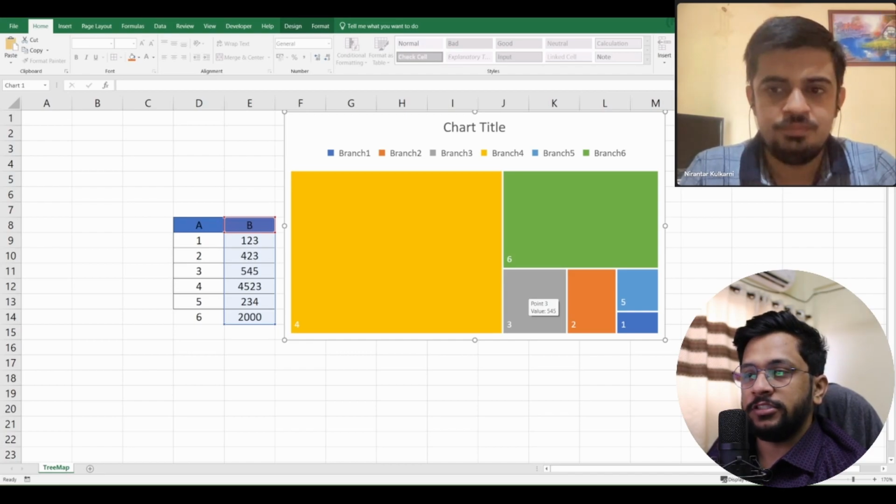So that's it for, I guess, tree map. We will again meet and discuss few more examples of different charts.